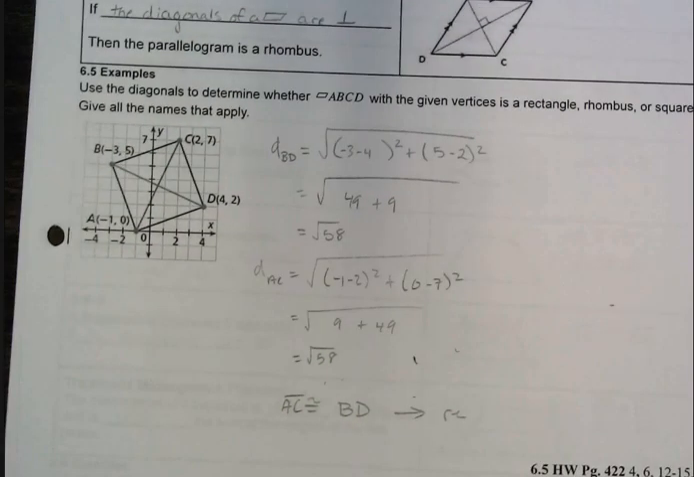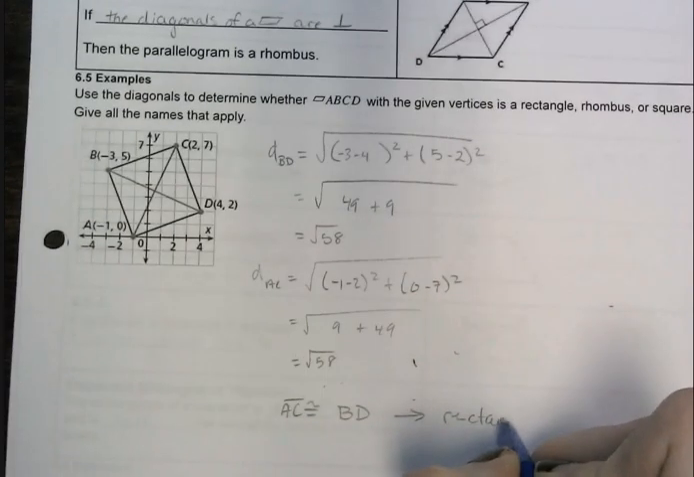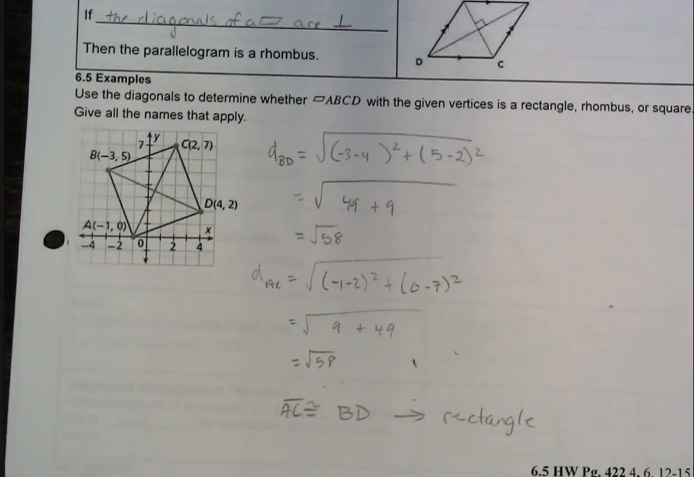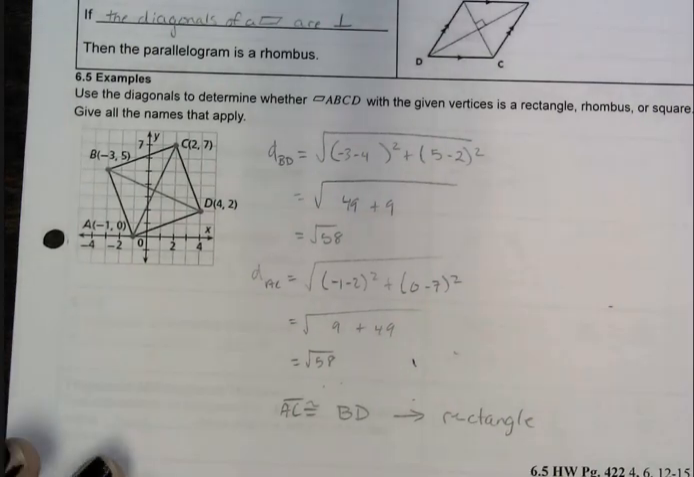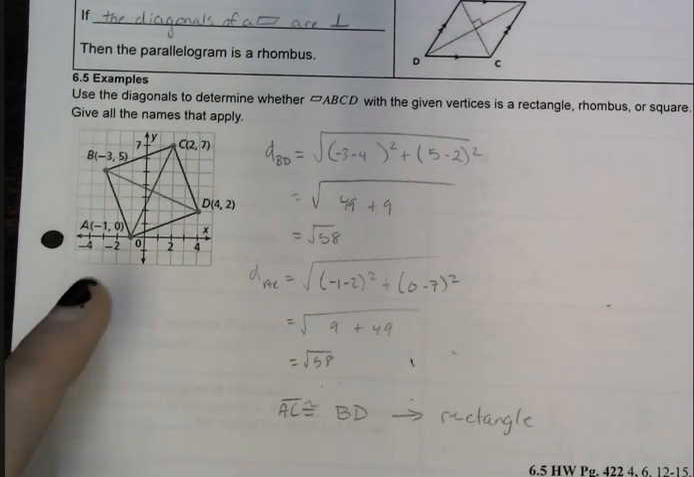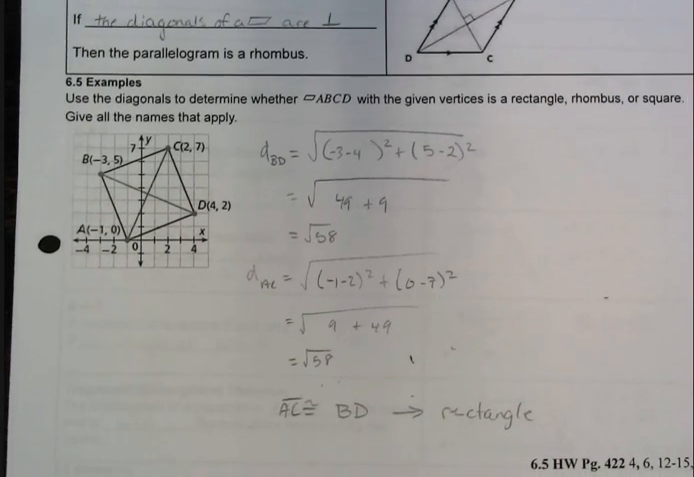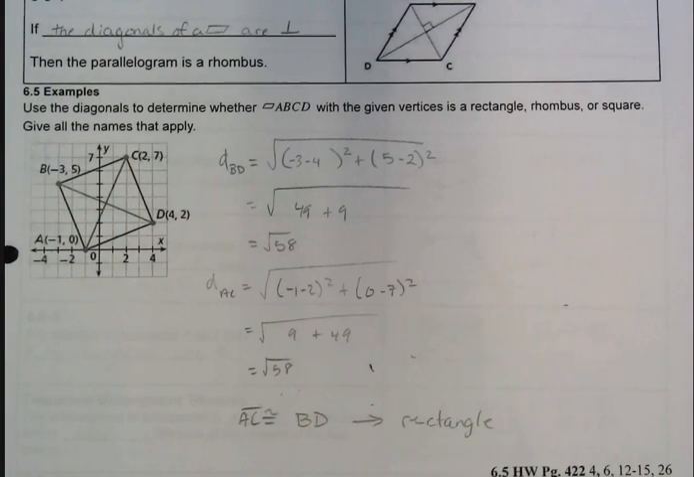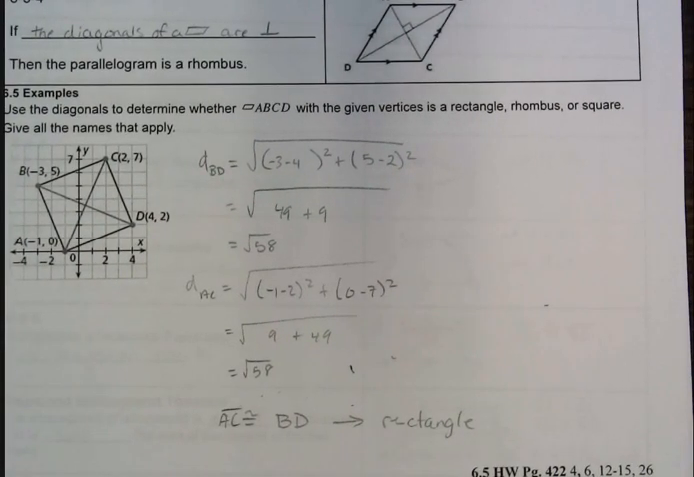Oh, sorry, running out of room. It is a rectangle. That's that first condition we talked about. If it's a parallelogram with congruent diagonals, it's a rectangle. Now, it could also be a rhombus, and remember, if it's both, we could say it's a square. But if the diagonals are perpendicular, that would mean it's a rhombus. So to determine whether it's perpendicular, we can look at their slopes.